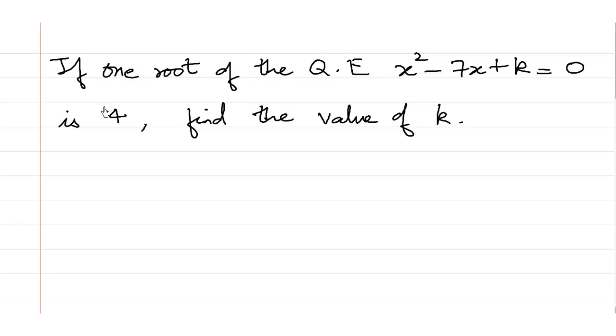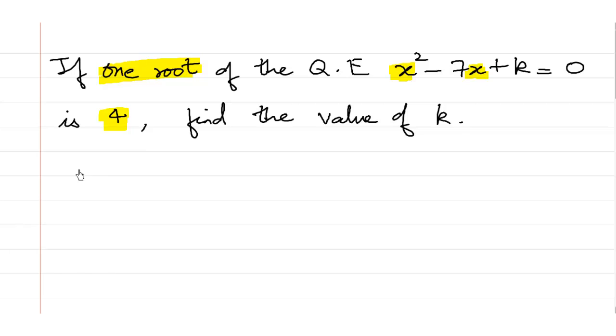Now let's look at the other question. If one root of the quadratic equation x square minus 7x plus k is equal to 0 is 4, find the value of k. So we have been told that one root of this quadratic equation, which means the value of x, root means the value of x, the solution. If one root of this quadratic equation is 4, means if one of the values of x, remember x can have two values at the most. So if one of the values of x is 4, what is the value of k? So it's a very simple one.